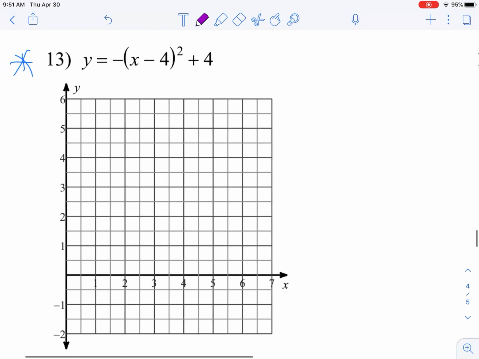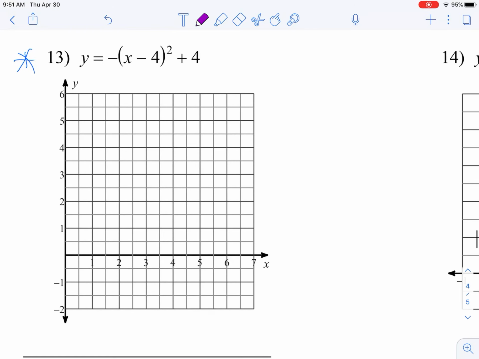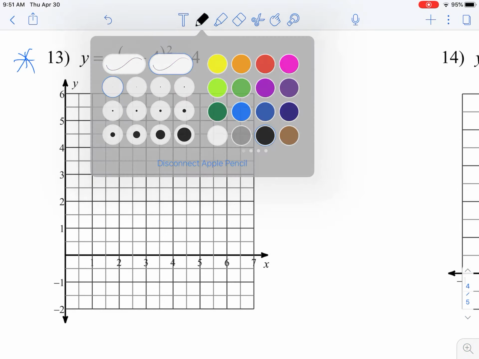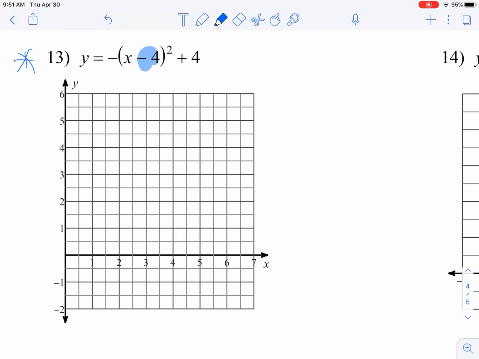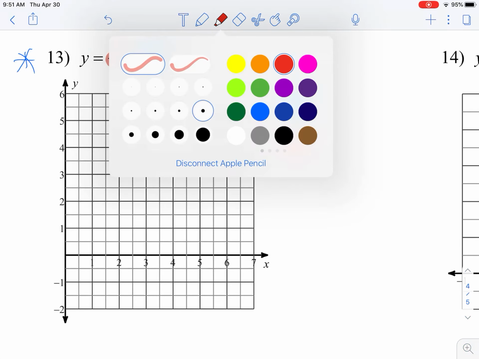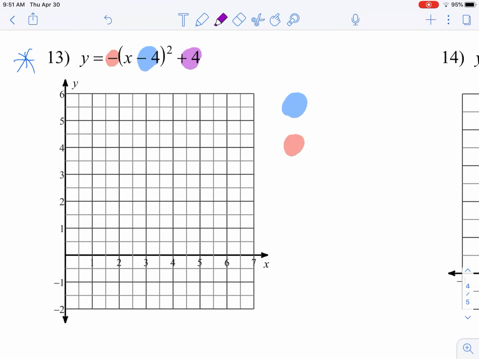So number 13, for this one, I'm still going to list my transformations, and I will color coordinate those. So my first thing I'll talk about we'll do in blue, and then I'll look out front at this flip. That's going to be in red. And then we'll do purple for my +4. So the first transformation, we do the opposite of whatever's on the inside. So this is right 4.